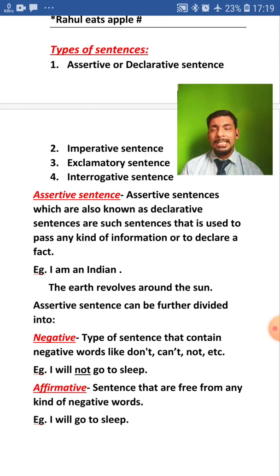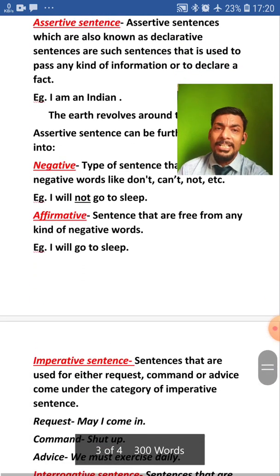And an assertive sentence or declarative sentence may be of 2 different types, my dear students. The first is affirmative and the next is negative. Affirmative sentences do not contain any negative words, but negative sentences contain negative words. Now we will try to understand the next type of sentence, which is imperative, my dear students.